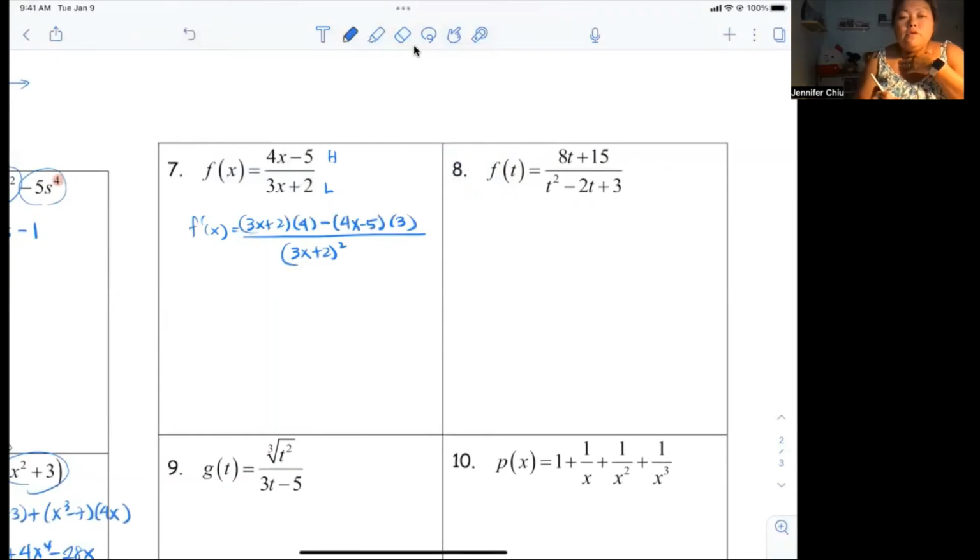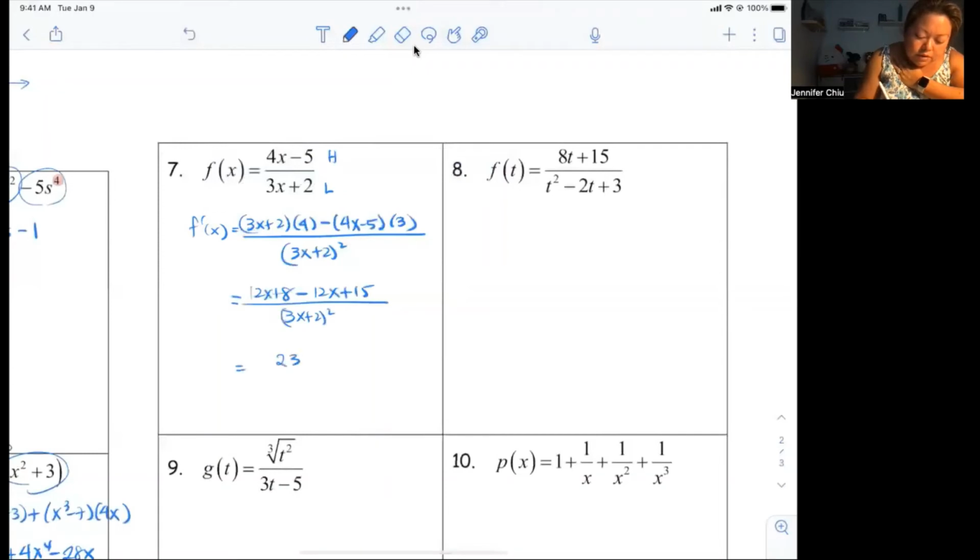All right, please don't do voodoo math. A lot of people will really want to do this, and it happens every year. They will want to do that. You cannot do that. You cannot cross those two out because that term is not shared in the second one up top. All right, so go ahead and distribute and clean up what you get. You get 12x plus 8 minus 12x plus 15 all over 3x plus 2 squared. That would give you 23 over 3x plus 2 squared.